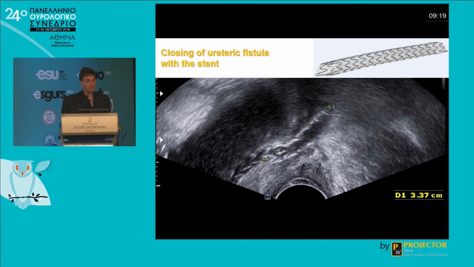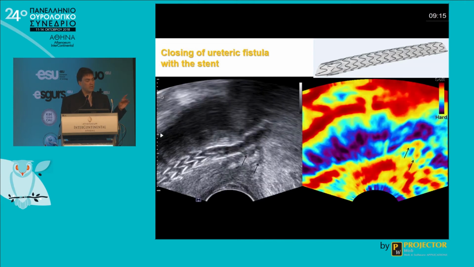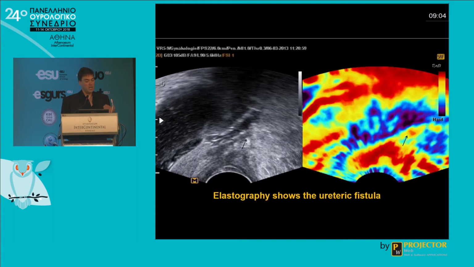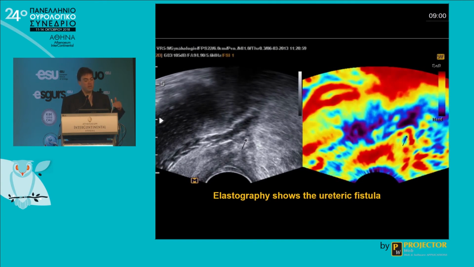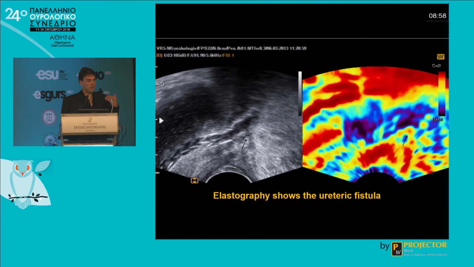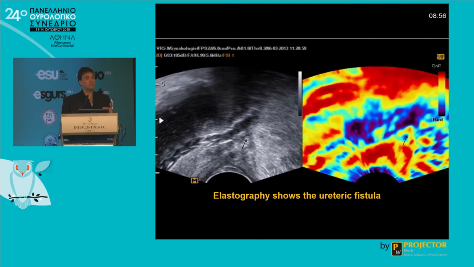Also the next case, what you see here, the stent is inside, and the small fistula on that sign, you see it here. You see it also in elastography. You can see it very well. The fistula you can find with ultrasound better than with X-ray and MRI or CT, and it's easy, it is cheap, and it is fast. Every one of our youngsters can use this technique.